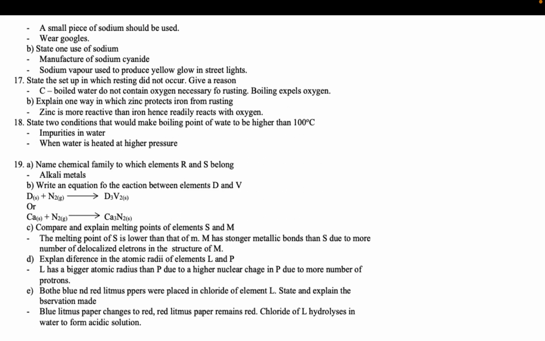Explain the difference in the atomic radii of elements L and P. L has a bigger atomic radius than P due to a higher nuclear charge in P, due to more protons. Both blue and red litmus papers were placed in chloride of element L. State and explain the observation made. Blue litmus paper changes to red, red litmus paper remains red. Chloride of L hydrolyzes in water to form an acidic solution.